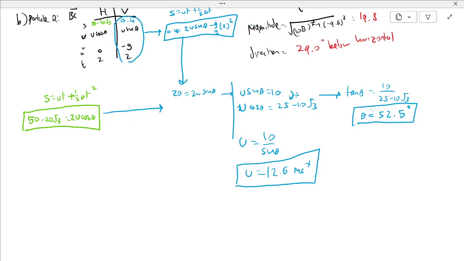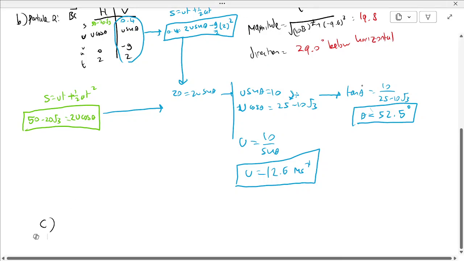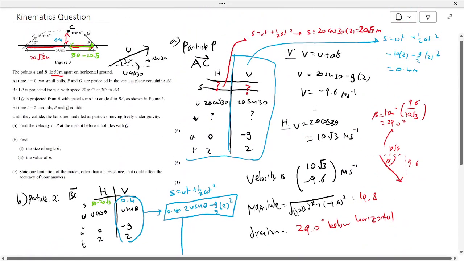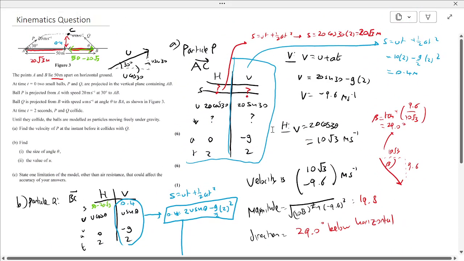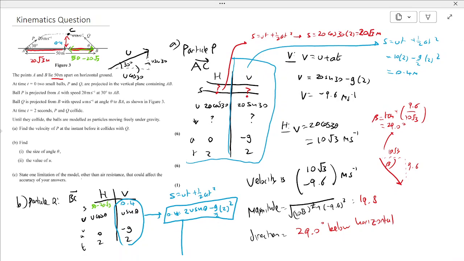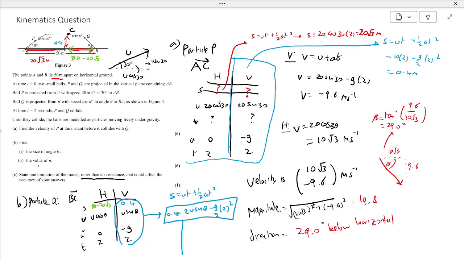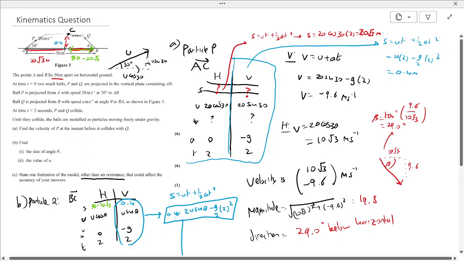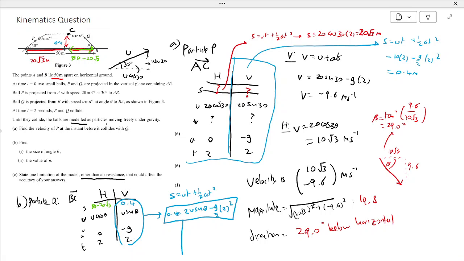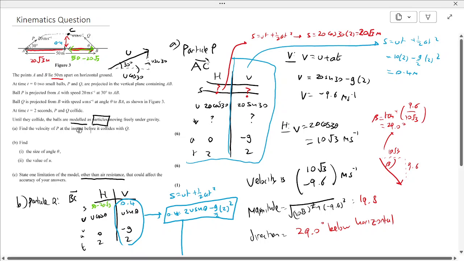Part C very quickly, just to finish this off. Part C says state a limitation on the model, other than air resistance, that could affect the accuracy. You know what I always say on this: if it says state a limitation on the model, you look for the word model in the question. So where does it say model? Oh, it says model here: model of particles moving freely under gravity. There's the big clue. This is very often just an answer there.